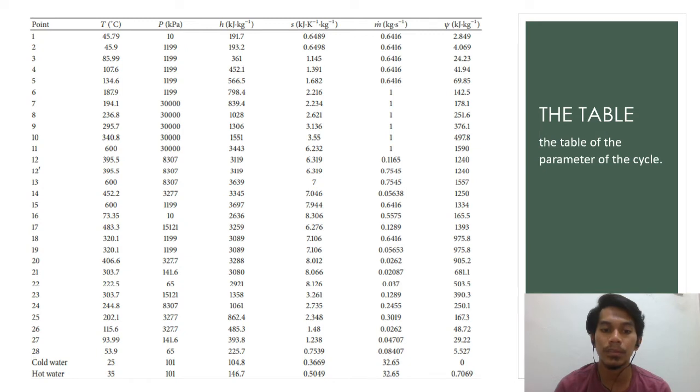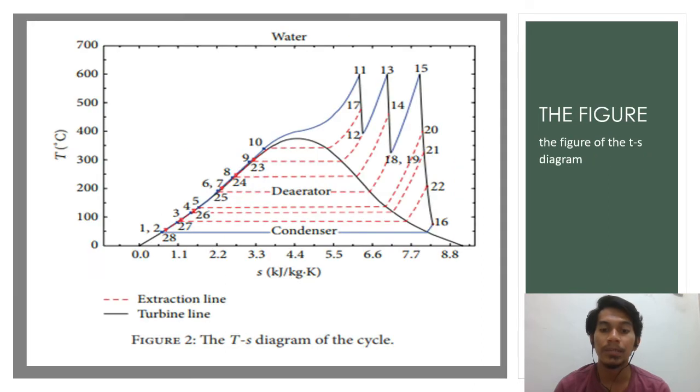Next, we proceed to the next method for the performance analysis, which is the figure. The figure is an important method to define or to show the value. In this journal, it gives the figure about the TS diagram. We can see an example from this journal. It gives Figure 2, which is about the TS diagram of the cycle.